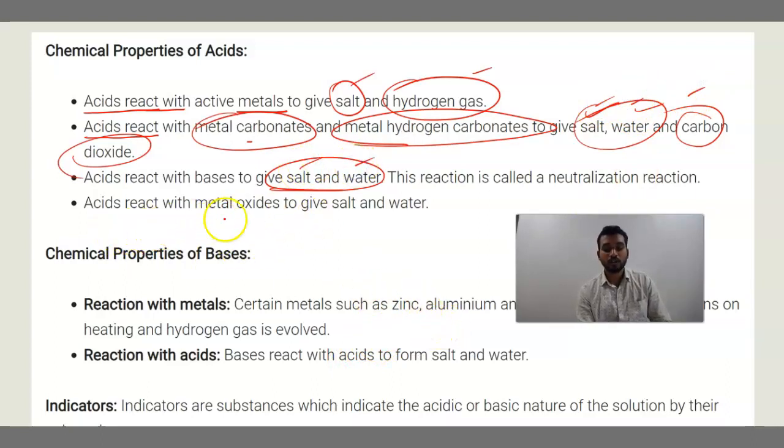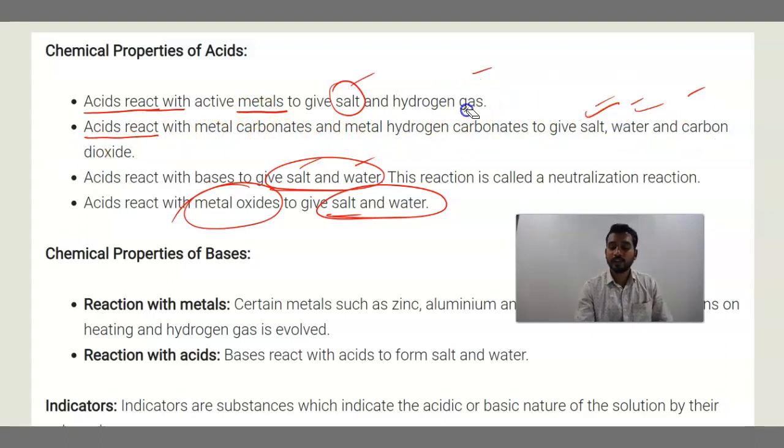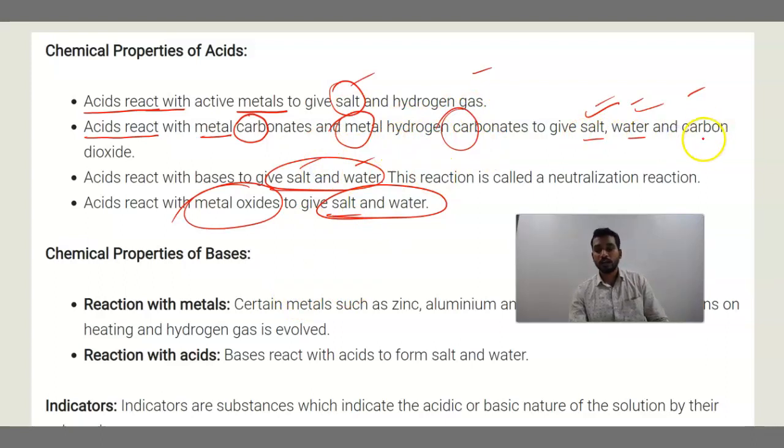So acid reacts with metal oxides. If it reacts with metal oxides also, it gives salt and water. Only if it reacts with carbonates, see here, again I am going to explain. When acids react with metal carbonates, carbon is present, metal is present, acid is present. Here also metal is present. Again carbon is present. So salt and water are present, and of course carbon dioxide is present because carbon is present. Rest all salt and water. But only when they react with metal, it gives gas, that is hydrogen gas.